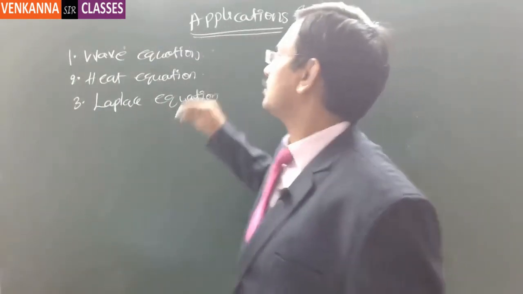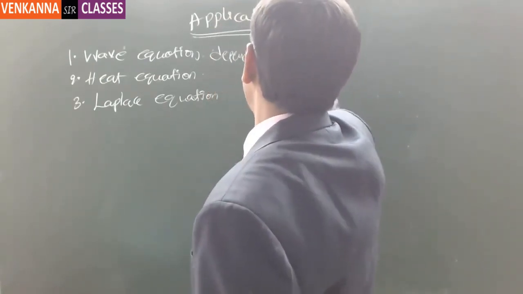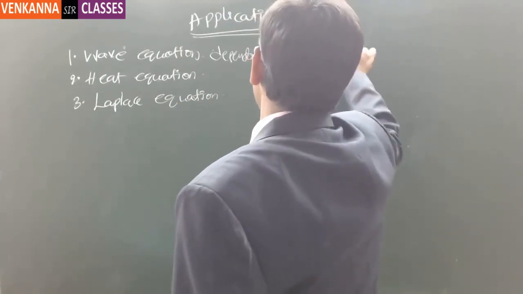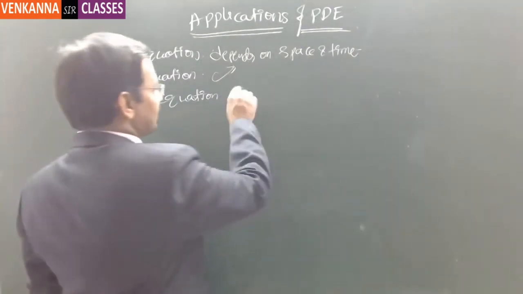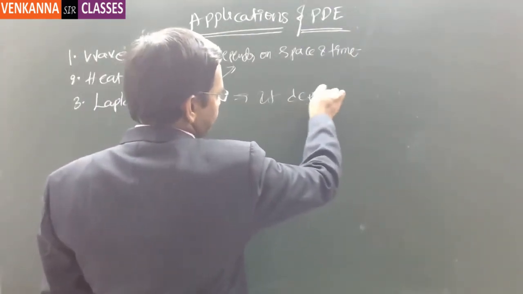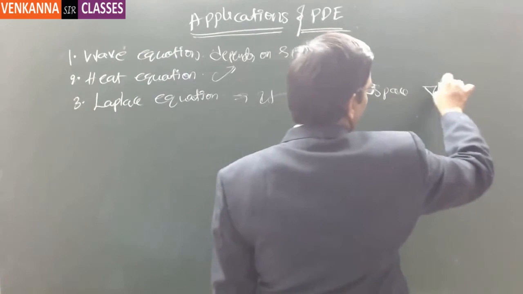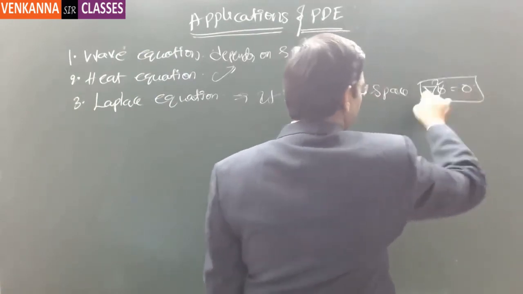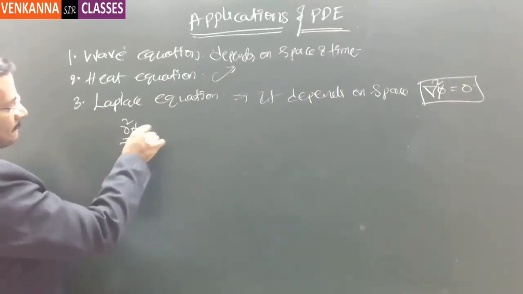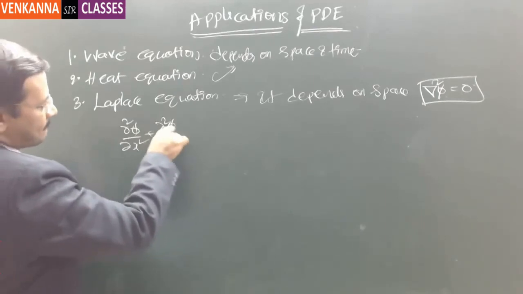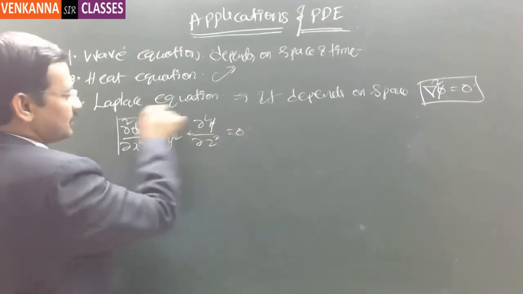Here, the wave equation depends on space and time. The heat equation also depends on space and time. And the Laplace equation depends on space. This is del square phi equal to 0. This is the Laplace equation. Laplace equation is nothing but dou square phi by dou x square plus dou square phi by dou y square plus dou square phi by dou z square equal to 0. So this is the Laplace equation.